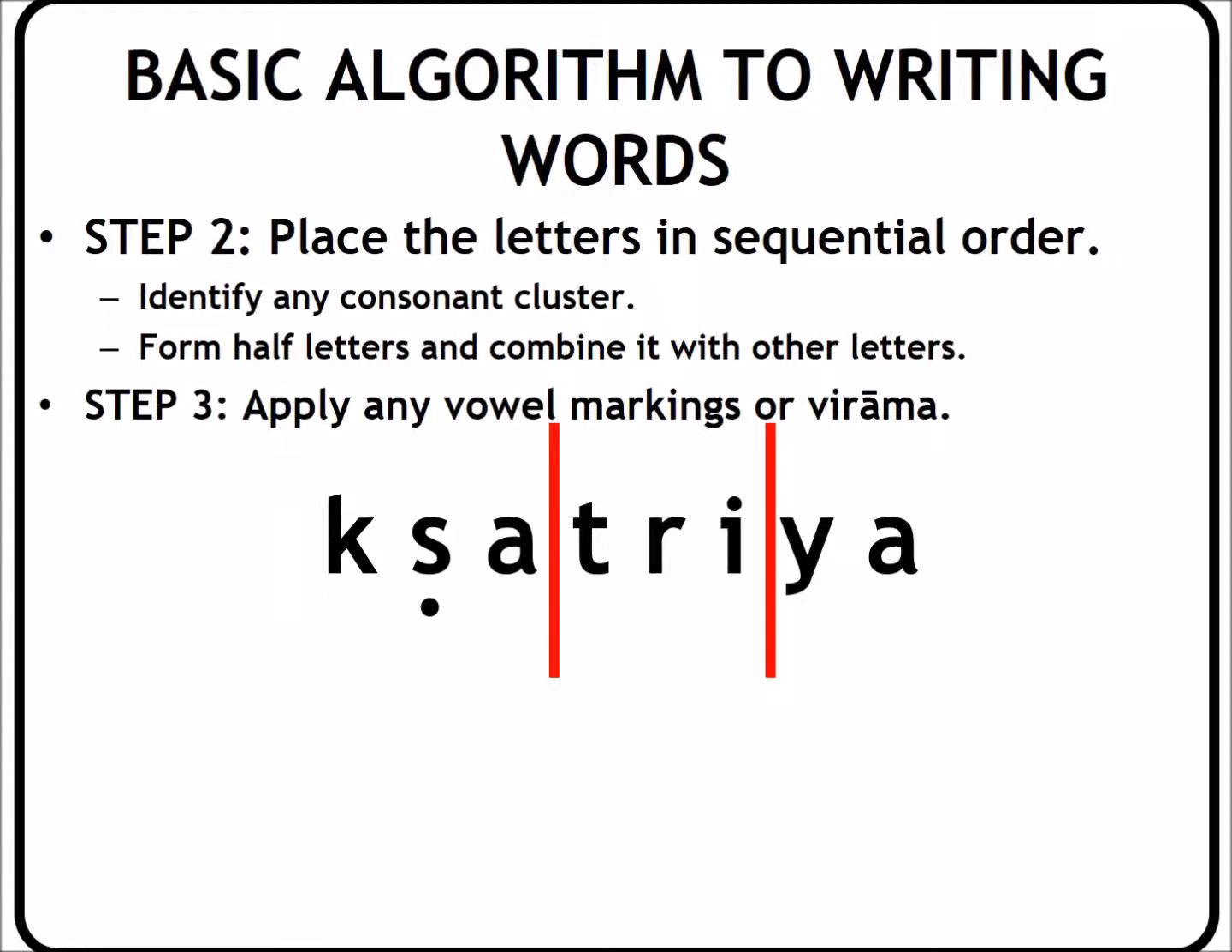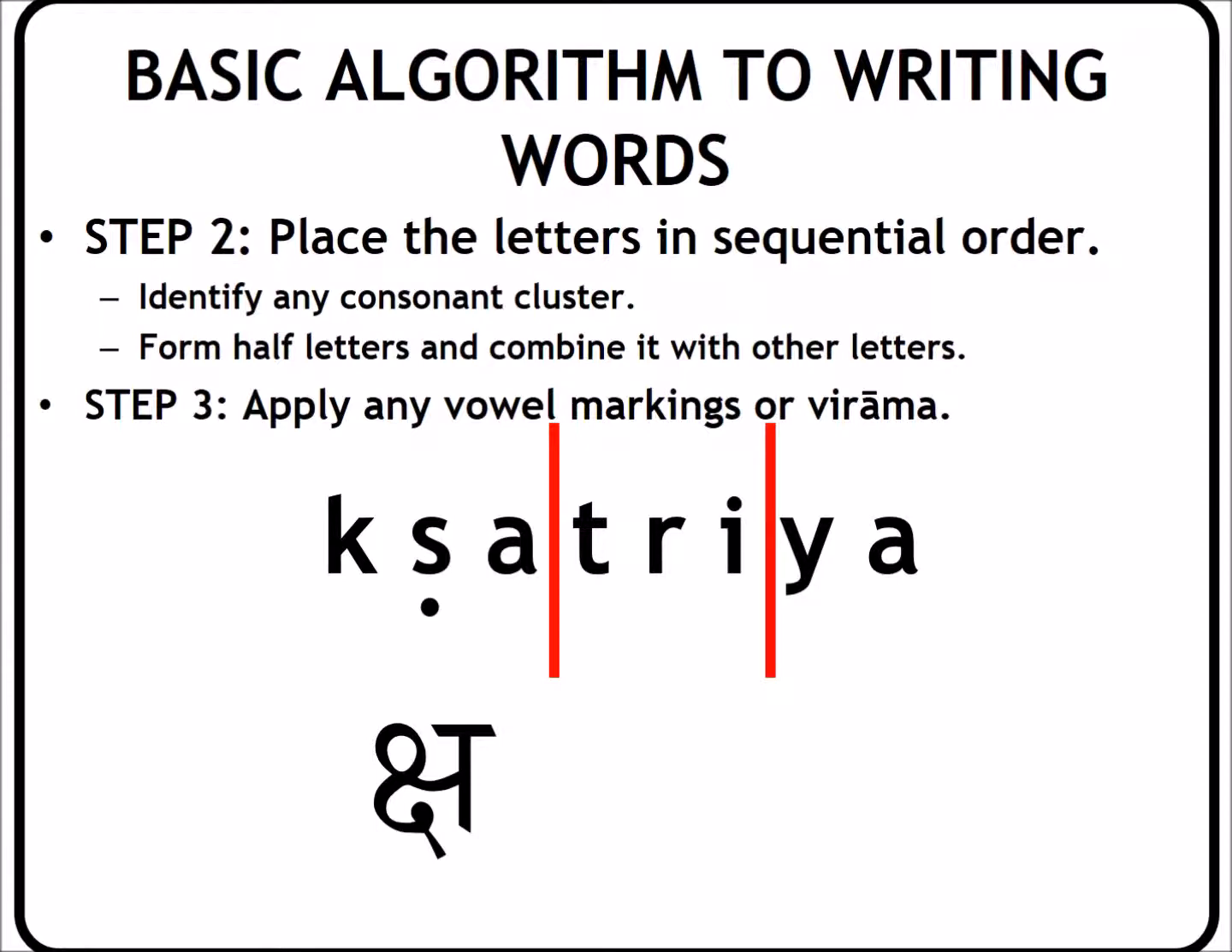Same approach as before. We transliterate each syllable, transcribe them into the appropriate Devanagari characters. So the first syllable is the letter ksha. It is a very unique consonant cluster that we learned in this lesson. So we write the letter ksha down. There are no vowel markings or anything special happening to ksha, so we just leave it as is.